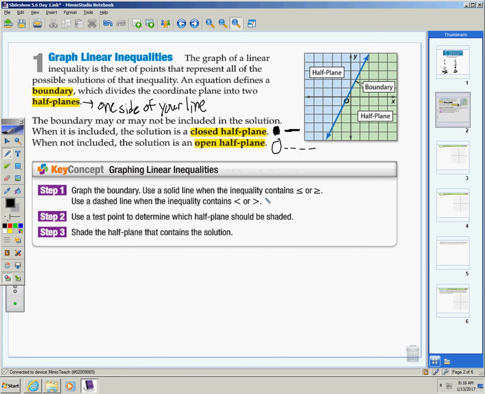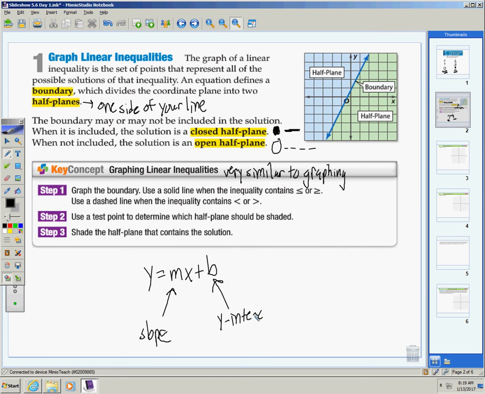And we have these steps for graphing linear inequalities. And the nice thing about graphing linear inequalities, it's very similar to graphing lines. So you're going to need to remind yourself of slope-intercept form. Remember y equals mx plus b. And remind yourself that the number in front of x is the slope, and the number in front of b is your y-intercept. Hopefully that's something we all already know.